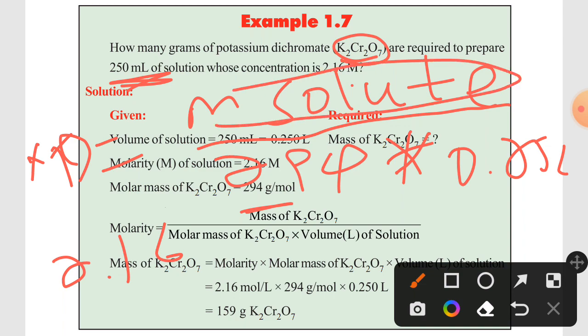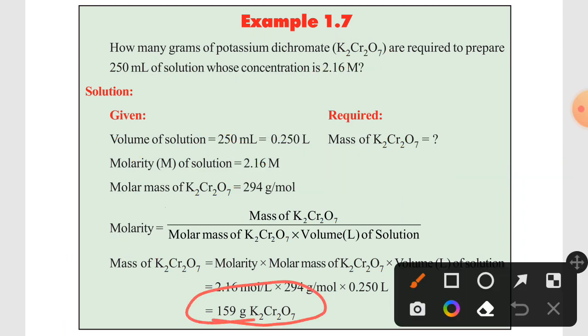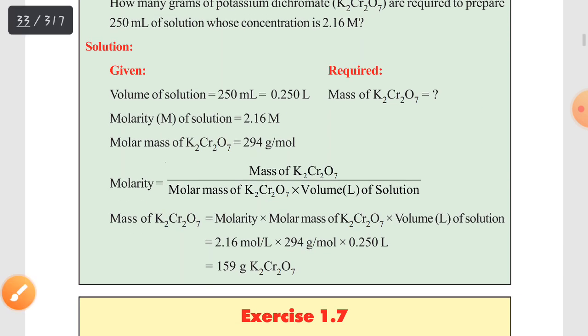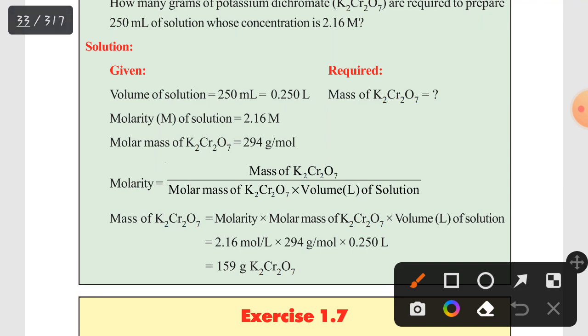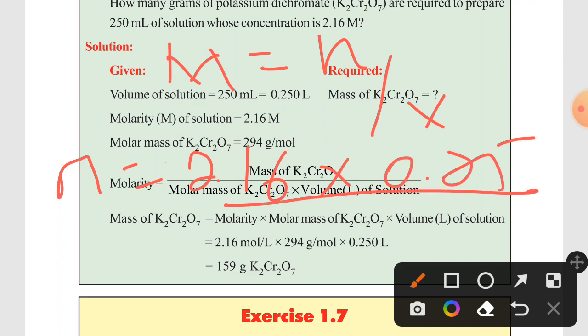Or molarity is equal to n over v. So first we can find n. N is equal to what? Molarity, 2.16, times what is volume, 0.25. When we multiply these, we get the number of moles. So what can we do with this mole? Mol is equal to mass per molar mass. So we can get the mass by multiplying the mole and the molar mass. This is simple.